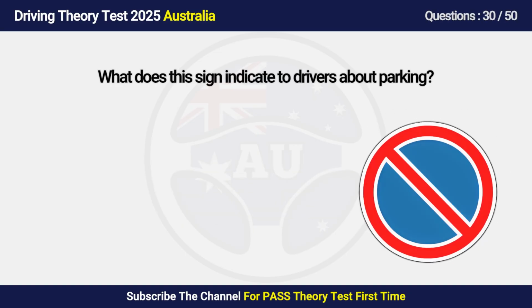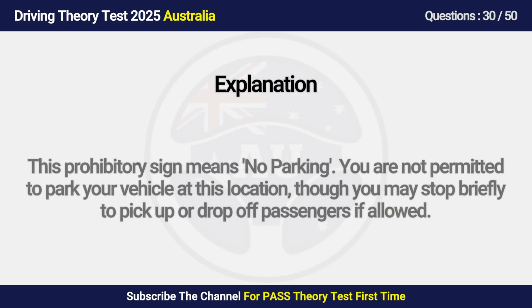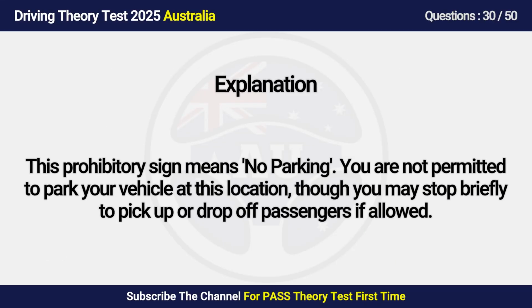Question 30. What does this sign indicate to drivers about parking? A. Parking zone. B. No parking. C. No stopping. D. Parking for limited time. Answer is B. No parking. This prohibitory sign means no parking. You are not permitted to park your vehicle at this location, though you may stop briefly to pick up or drop off passengers if allowed.